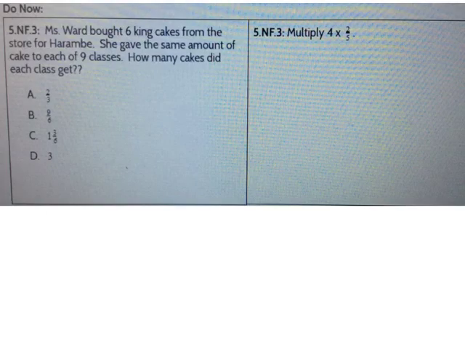Miss Ward bought 6 king cakes from the store for Harambe. She gave the same amount of cake to each of 9 classes. How many cakes did each class get? Well, first, what's being split up in this problem? The 6 king cakes are being split up. So what division problem can I use? I can use 6 divided by 9.